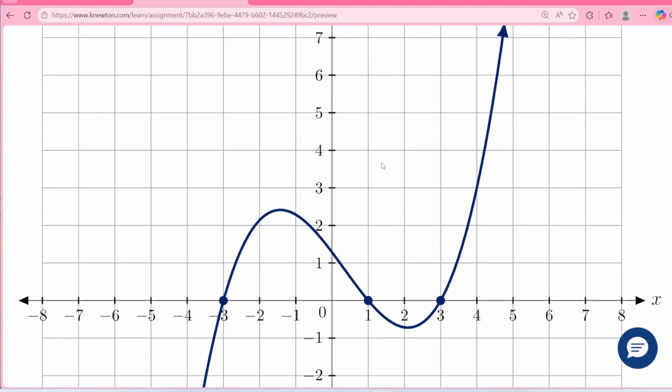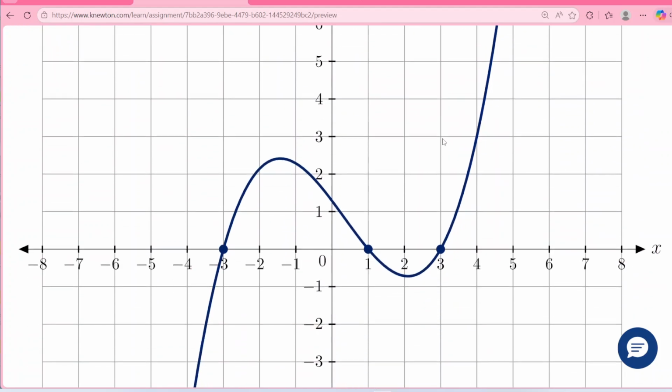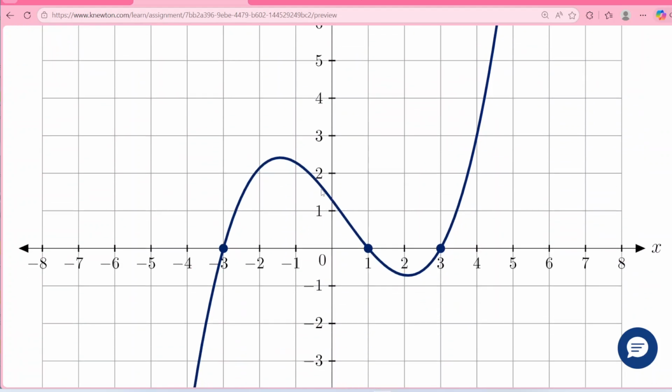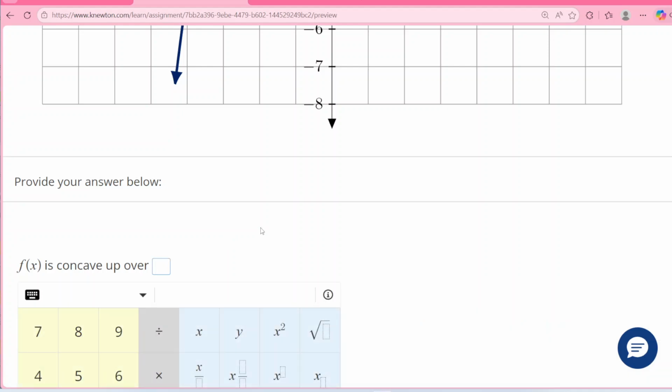So there are two intervals where the graph of f would be concave up, and that's where this second derivative has positive values. So between -3 and 1, and then from 3 onward. So the intervals where f would be concave up are the interval from -3 to 1, and then, separating the intervals with commas, the interval from 3 to infinity.